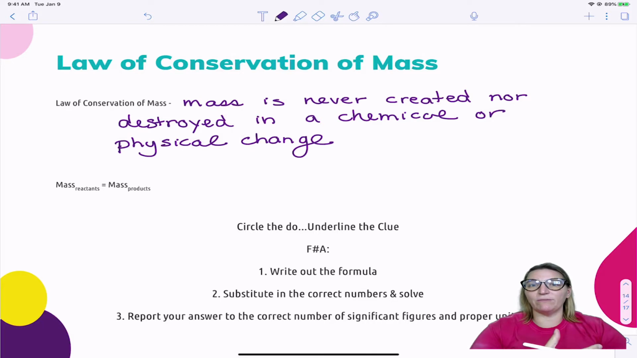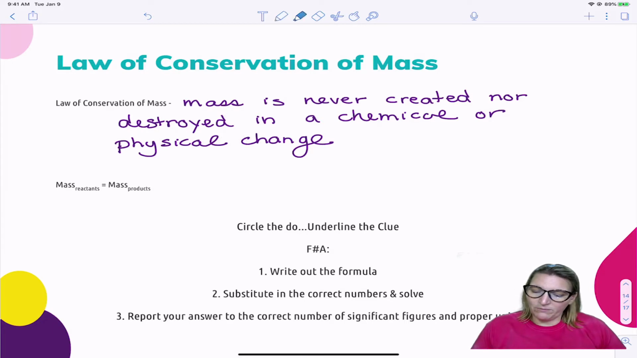If we start with 10 grams of water as a liquid and we boil it, it will make 10 grams of gaseous water, of water vapor. And same way, if I take 5 grams of one substance and react it with 5 grams of another substance, the product should weigh then 10 grams.